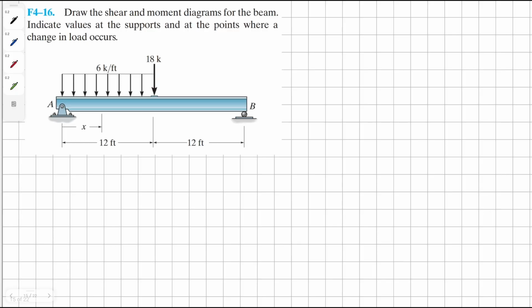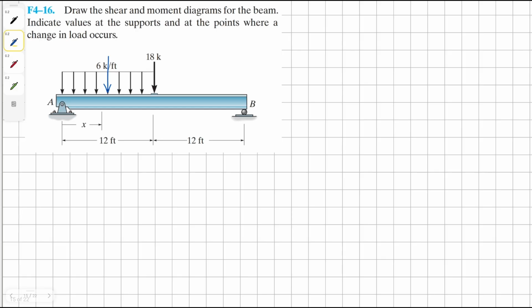Draw the shear and moment diagrams for the beam, indicate values at the supports and at the points where a change in load occurs. To begin, just like the previous example, we're going to have to find our point load first of all. And our point load is going to be 6 times 12, which is 72K.